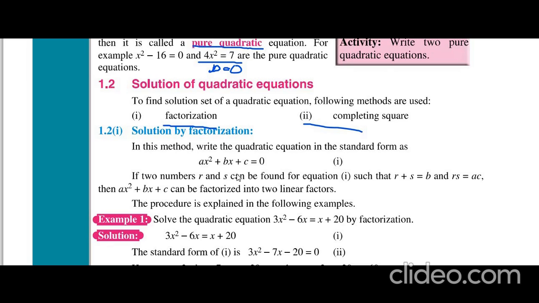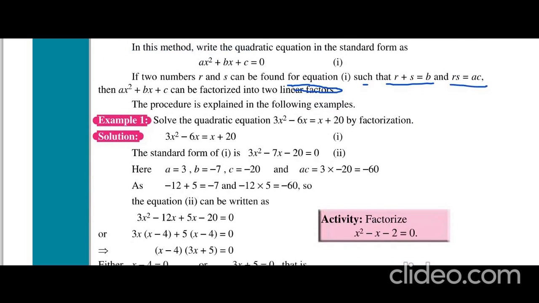This is the general form of quadratic equation. If two numbers r and s can be found for equation 1 such that r plus s equals to b and rs equals to ac, then this can be factorized into two linear factors. Just understand this method with the help of an example.